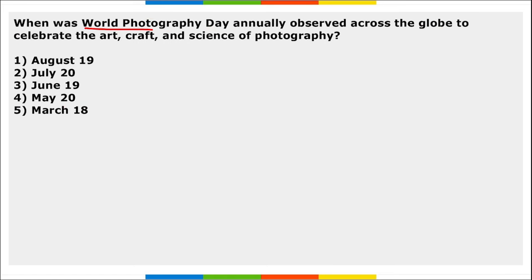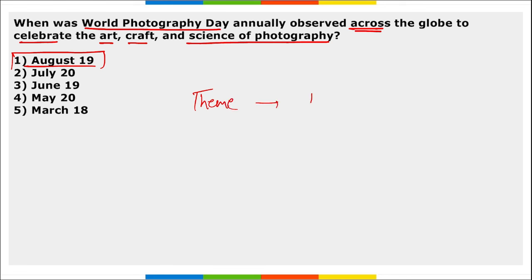Next, when was World Photography Day annually observed across the globe to celebrate the art, craft and science of photography? It is 19th of August we observe this day, and it is to celebrate the art, craft and science of photography. There is a theme that you all should remember, the theme being An Entire Day. An entire day. And this week is observed from 12th to 16th of August.